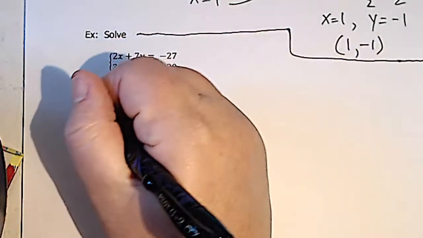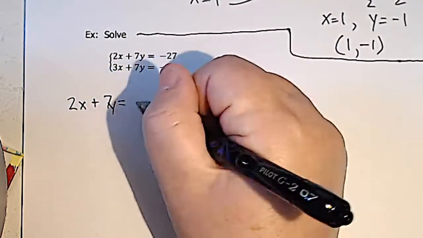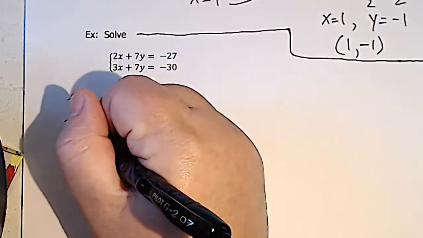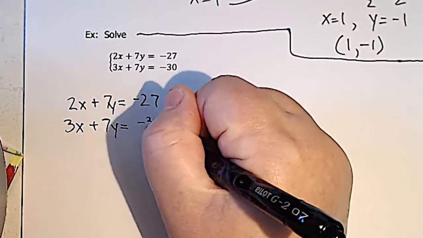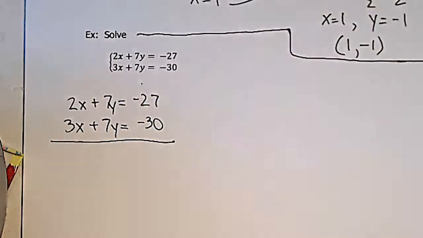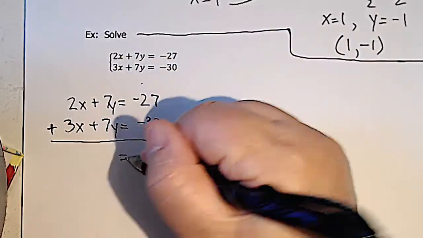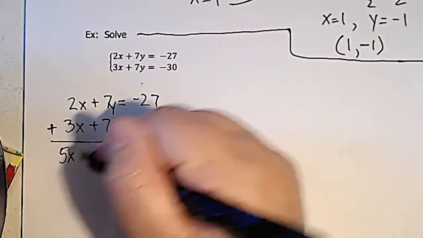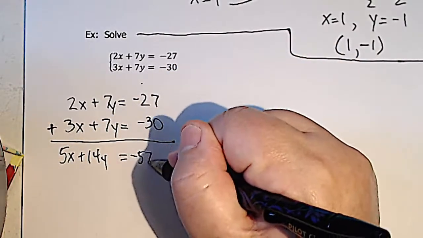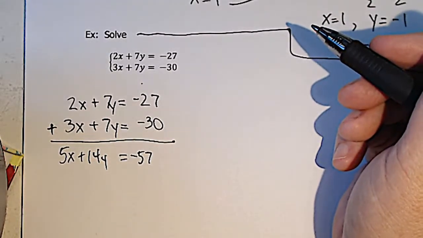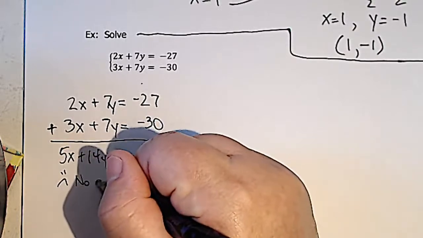And I'm going to look at these two and I'm going to write them out. I'm very excited because the last problem was so nice and so fast, and there was no shoving or substituting anywhere. And so I'm going to take the two equations and I'm going to add them, and I'm going to get, the equal signs are lined up, 5x plus 14y equals -57. And then I'm going to go, oh no, there was no elimination.